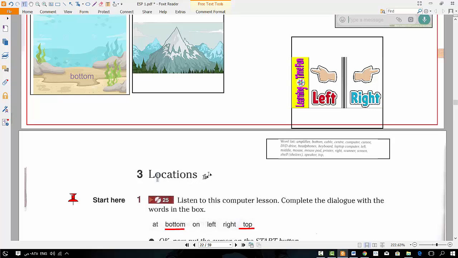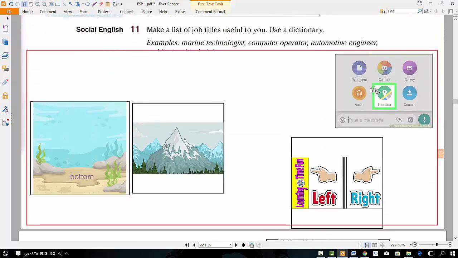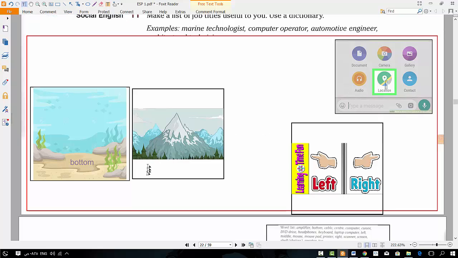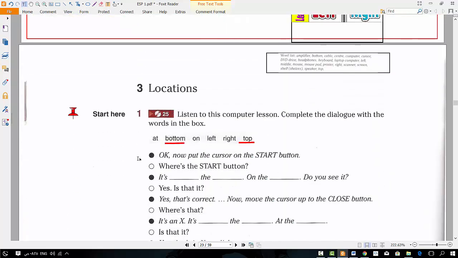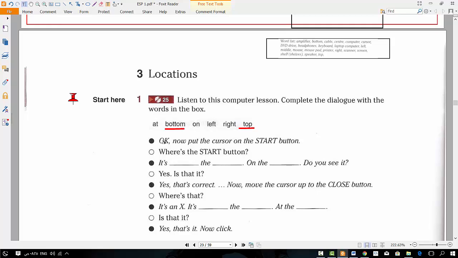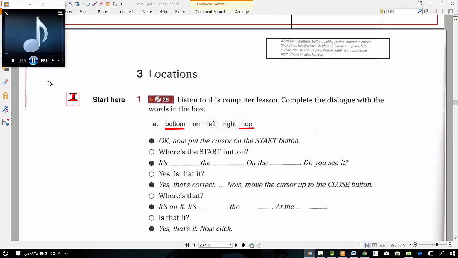Location, what's the meaning? This is a symbol for location. موقع. الموقع. Okay, now listen and complete. Unit 3, Recording 25.